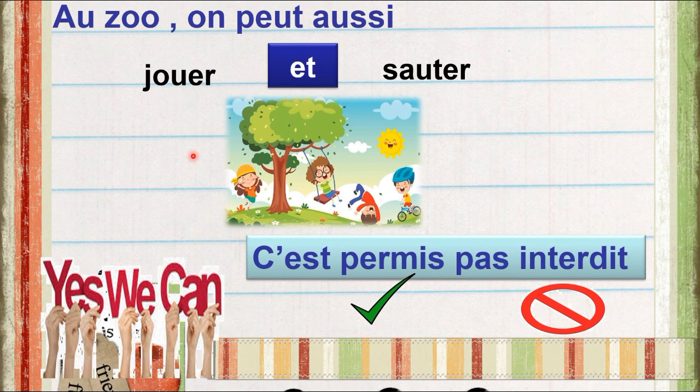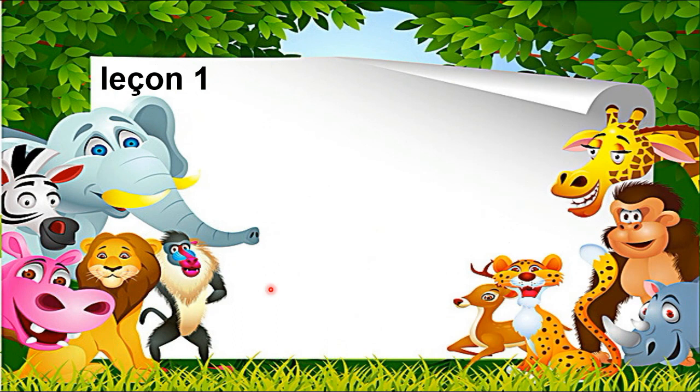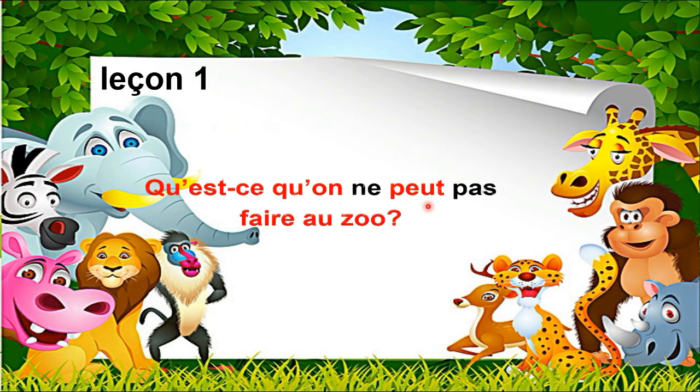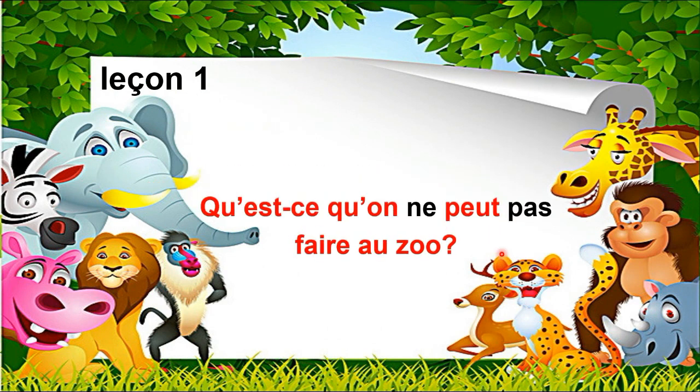Au zoo, on peut photographier, filmer, acheter des animaux en peluche, ou acheter des cadeaux. On peut aussi jouer et sauter, c'est permis, pas interdit. Mais qu'est-ce qu'on peut pas faire? What we can't do. Look at now, if I do it, qu'est-ce qu'on ne peut pas faire? On ne peut pas faire.